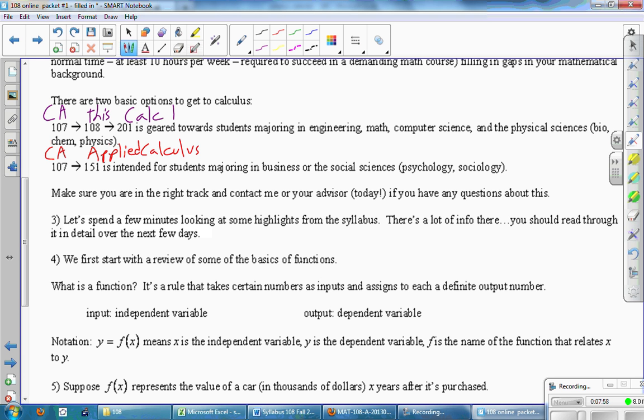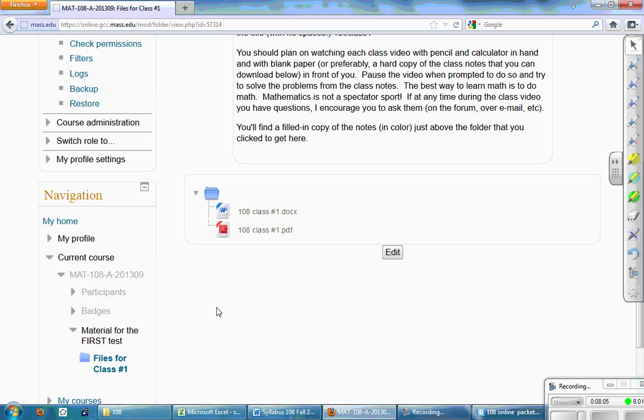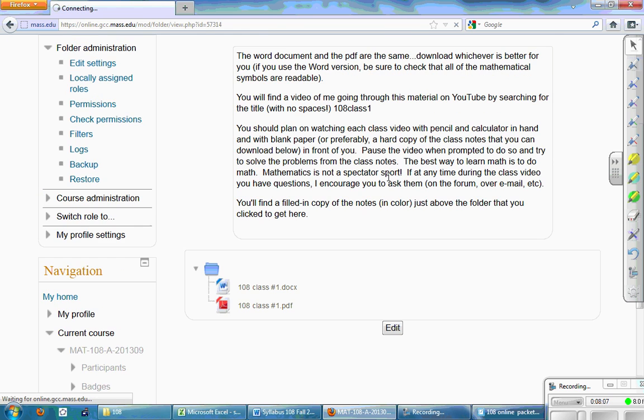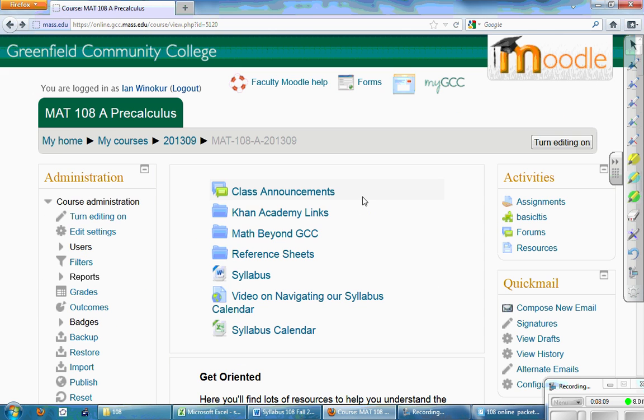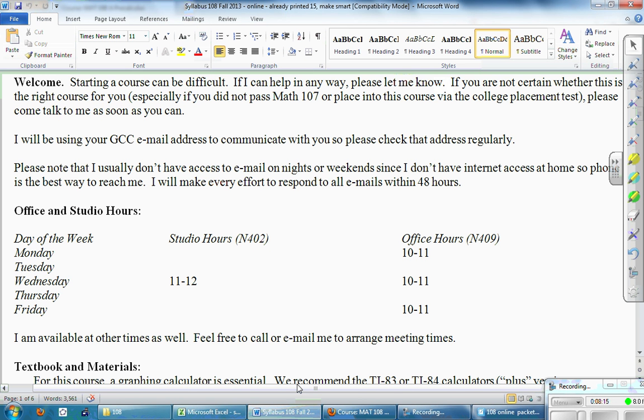There's a lot of info there. You should read through it in detail over the next few days. So the syllabus is also available up on our Moodle page. You'll find it up towards the top, right there, syllabus. So here it is. I'm not going to start at the very top because at the top of this document is my home phone number and I don't want to broadcast that on YouTube, but feel free to call me at home if you have this document in your hand.